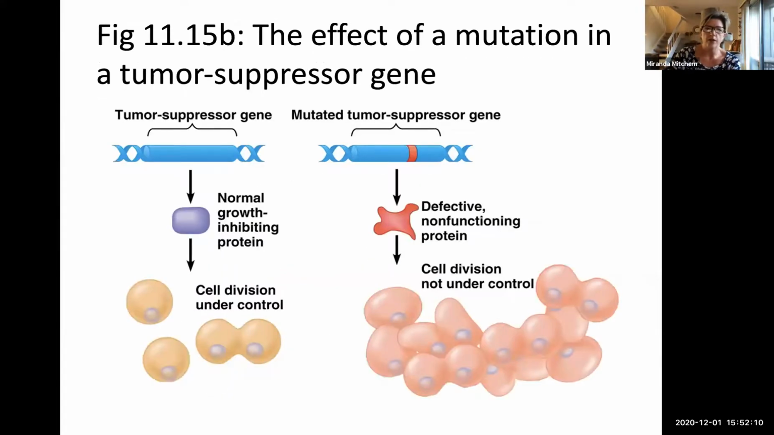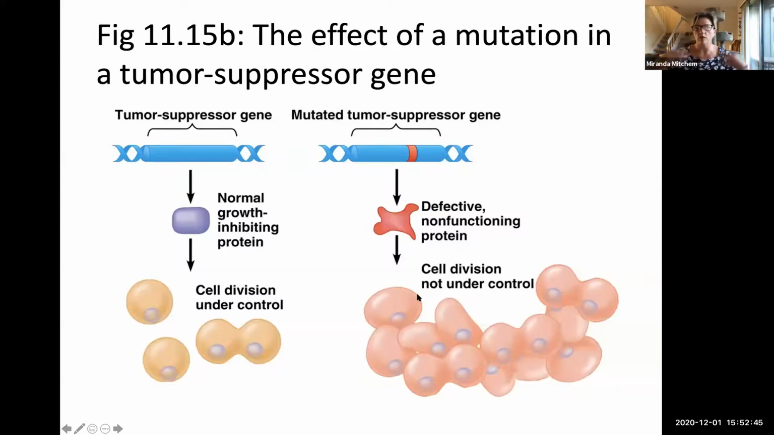All right, now we're looking at an example of a tumor suppressor gene. And here we have our normal gene producing a protein that inhibits or arrests cell growth, and we get normal cells that divide normally. However, if there's a mutation in that tumor suppressor gene, then the protein is not going to be functional, if it's produced at all. And now we don't have this control mechanism to turn off cell growth, to turn off cell division.